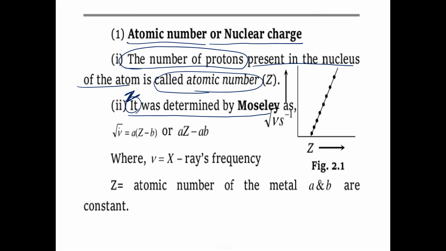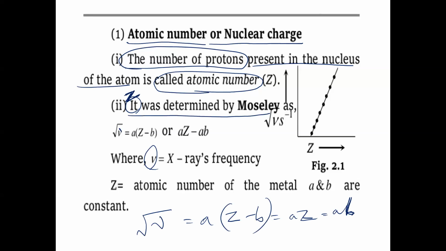the square root of frequency, nu. This nu indicates the frequency of X-rays. So the square root of nu is equal to a(Z minus b), that is, aZ minus ab. That is the square root of nu bar equals a(Z minus b), which means aZ minus ab.